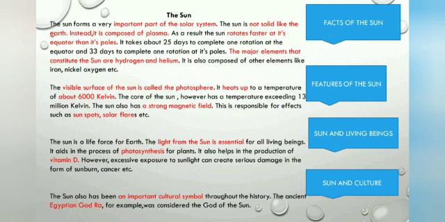Sun forms a very important part of the solar system. Sun is not solid like the earth, is composed of plasma, rotates faster at its equator than its poles, and has major elements. So here we get to see different scientific facts about the sun. The first main point that can be assigned is facts of the sun. Likewise, the second paragraph talks about features of the sun. The third paragraph talks about the relation between sun and living beings, and the fourth paragraph talks about sun and culture. So these 4 things become our main points and the details related to them will become our sub points.